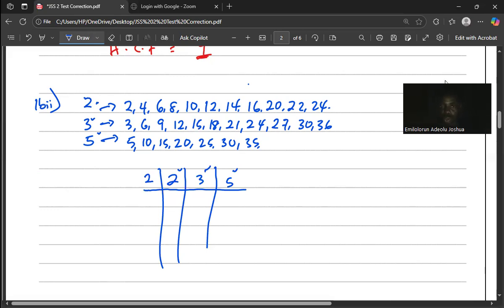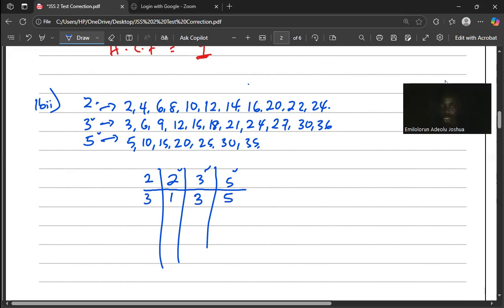2 in 2 is what? Is 1, right? 2 in 3, 2 does not divide 3, so you repeat 3. 2 in 5 is not divisible, you repeat 5. Now that is LCM for you. That's LCM, okay? That is not HCF. Now you go again and you use what?